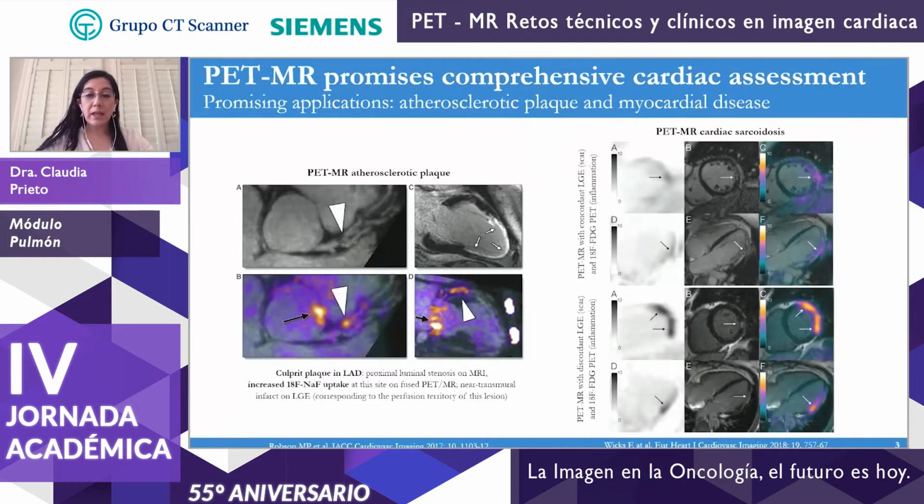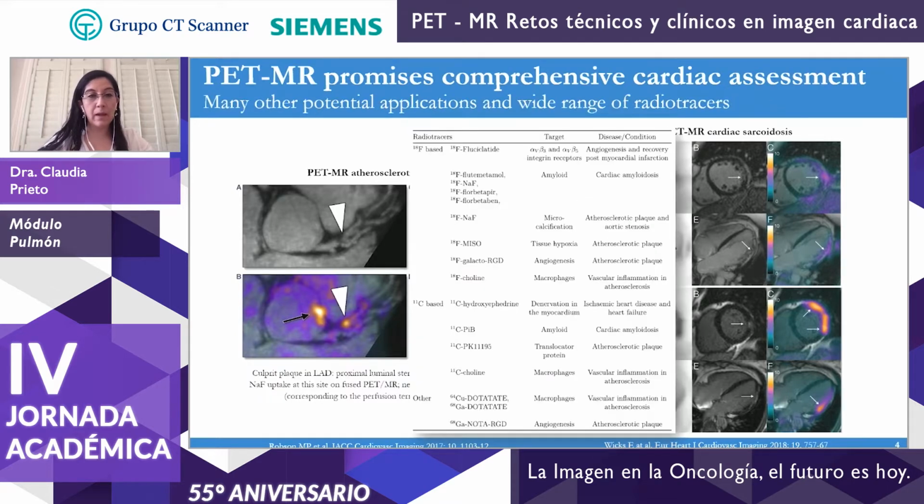So promising clinical applications include atherosclerotic plaque characterization with sodium fluoride, as well as myocardial disease assessments such as cardiac sarcoidosis, which is an inflammatory disease with patchy manifestations of inflammation and fibrosis. There are many other potential applications, including aortic calcification and amyloidosis, which can be explored with a wide range of radiotracers, as you can see here in this table.